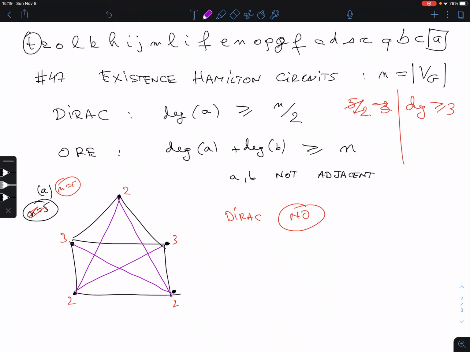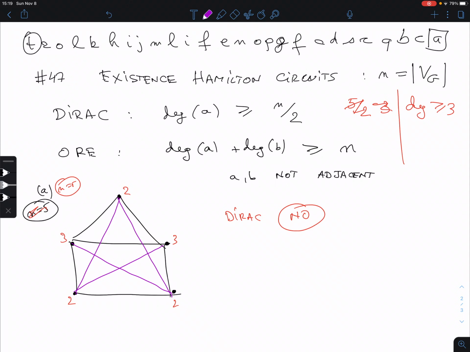Now, the purple graph, so try to pretend not to see the black, but only the purple. I don't want to erase it, but pretend not to see the black. The purple is the graph of non-adjacents. And there we have to have that the sum of the degrees must be at least 5. So what I'm going to do now is write on each edge a number, namely I'm adding these two sides.